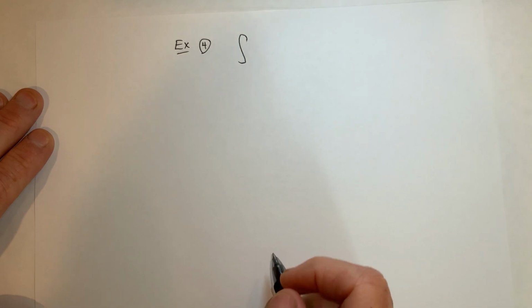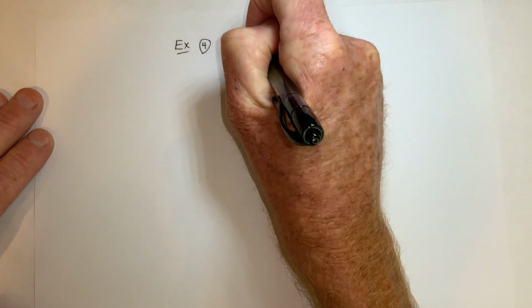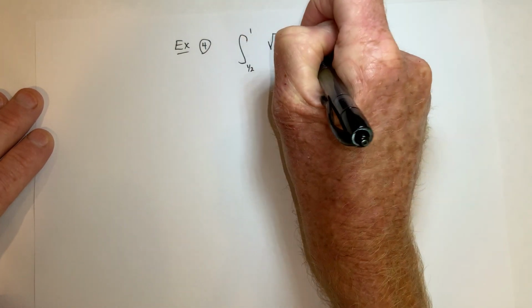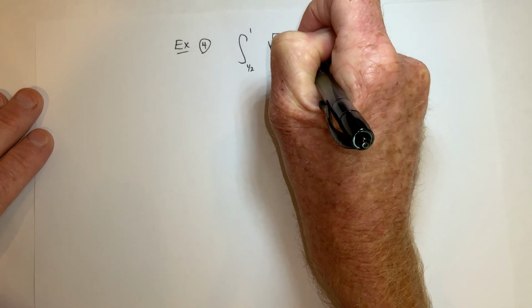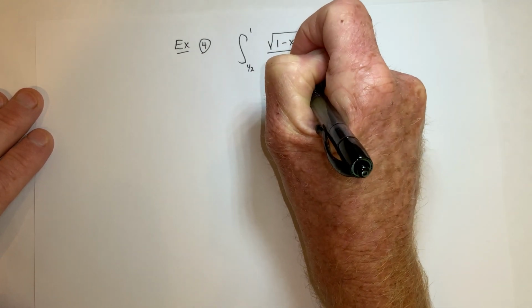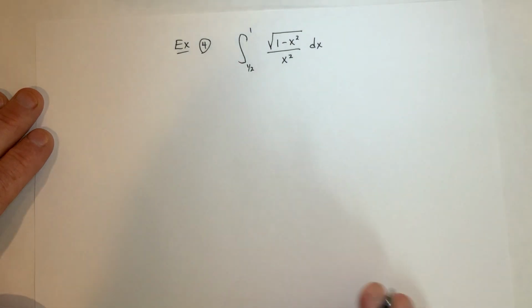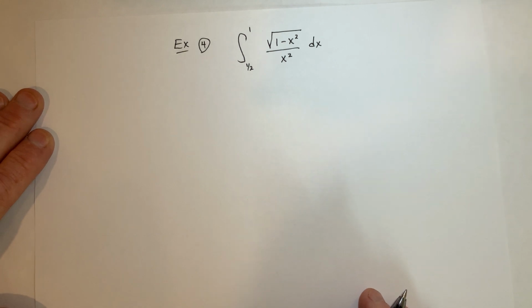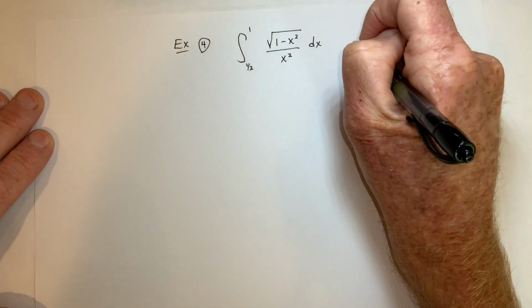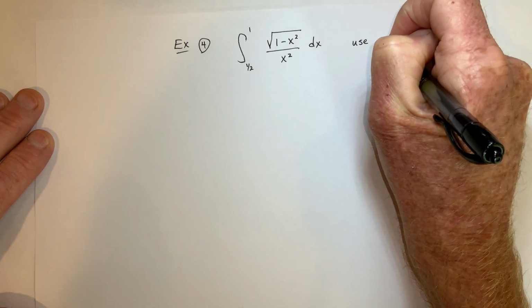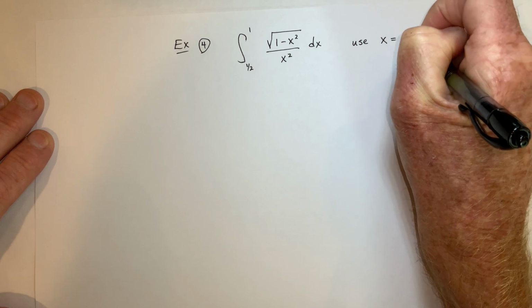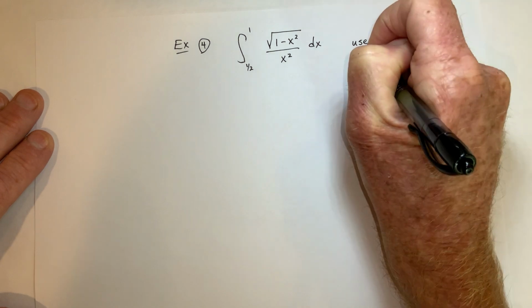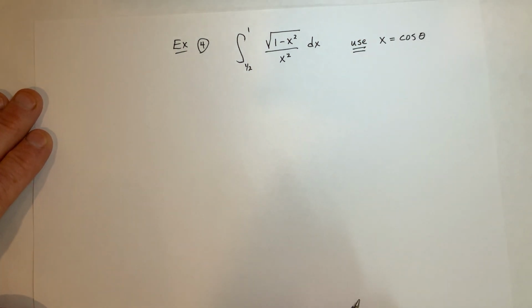Look at this one. Integrate from 1/2 to 1 the square root of 1 minus x squared over x squared. And if you try u-substitution or algebra or any other method, you're probably going to get stuck. So I'm going to add in, as given, that x equals cosine of theta. So that part is given, part of the given problem.